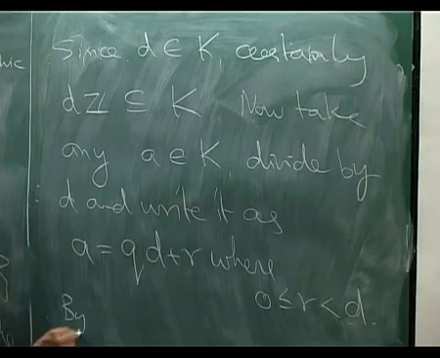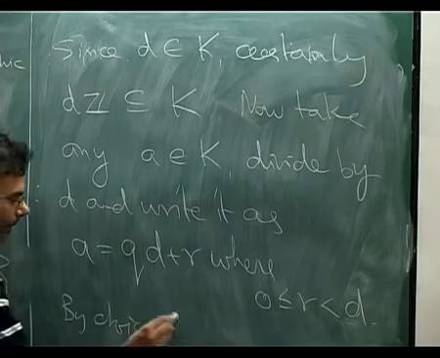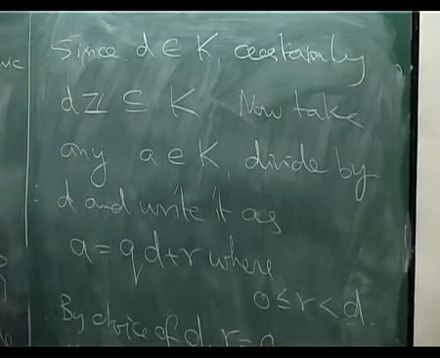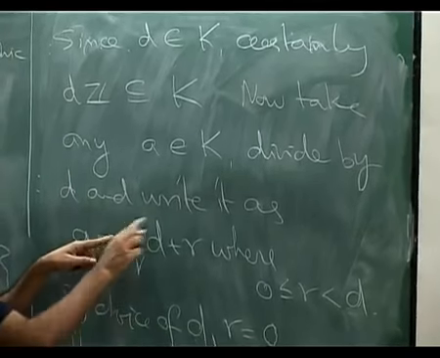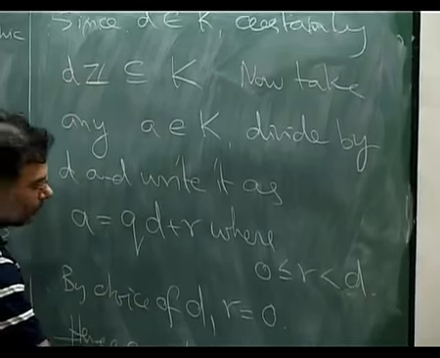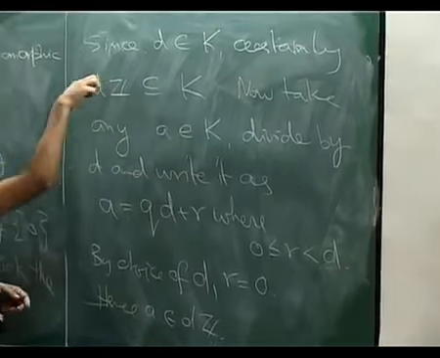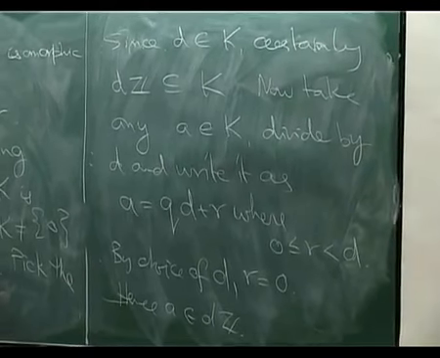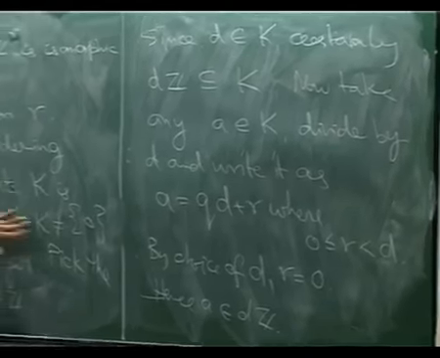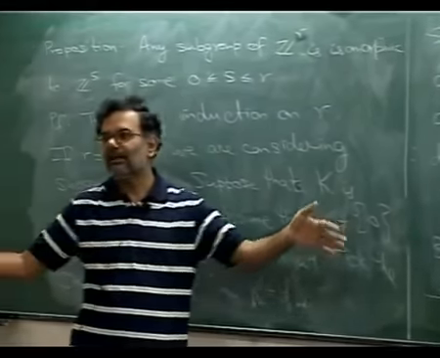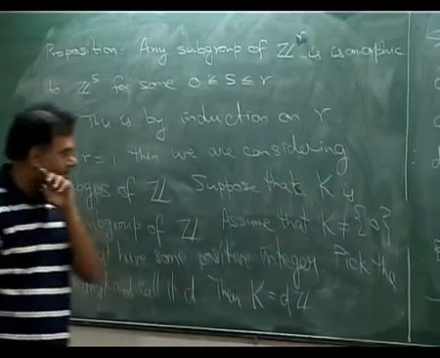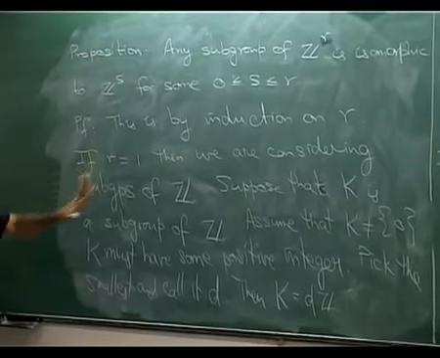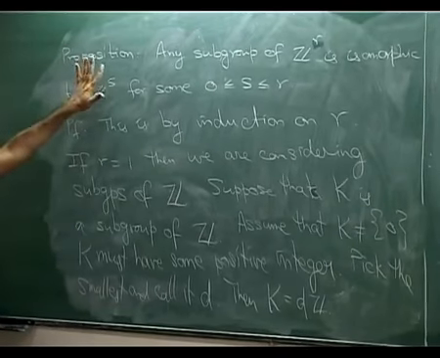So by choice of D, R is 0, hence A belongs to dZ. So I took an arbitrary element here and showed that it belonged there. So this is the proof that the only subgroups of Z are either the 0 subgroup or cyclic subgroups, which are of the form nZ for n in Z. So that does the basis case for this proposition. This whole proof is the basis case, R equals 1 case for this proposition.